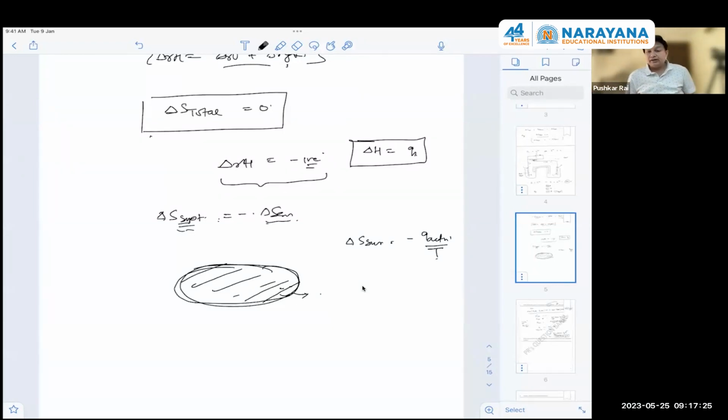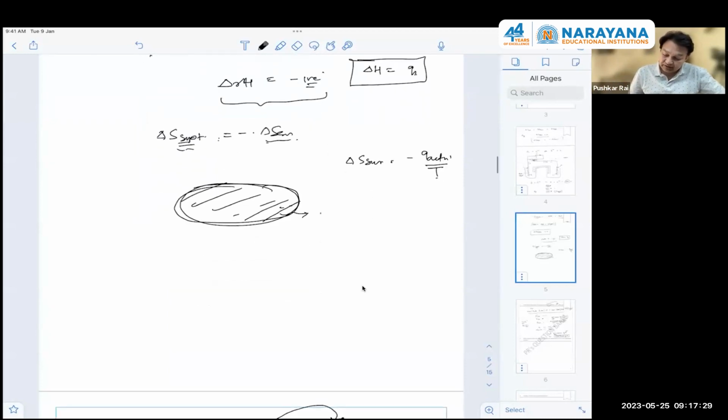That is a very important thing. Whatever process there is, if the reversible process is there, then delta S surrounding is equal to minus Q reversible by T. And if an irreversible process is there, delta S surrounding is equal to minus Q irreversible divided by T. So we say that delta S surrounding is equal to minus Q actual divided by T.